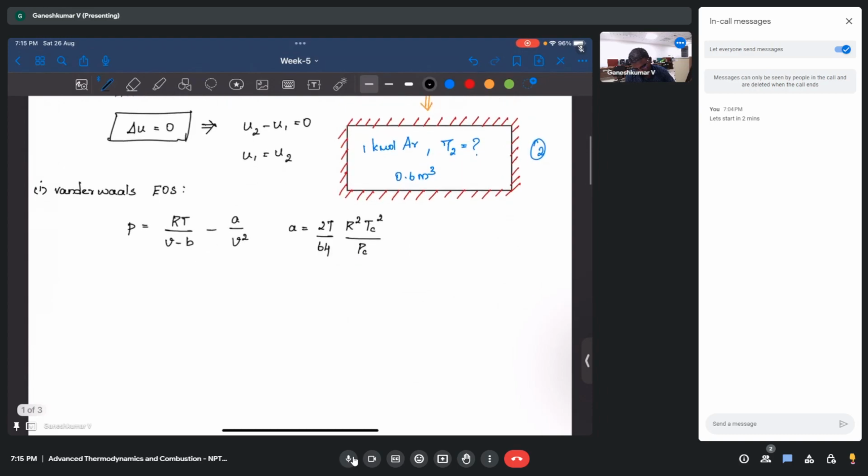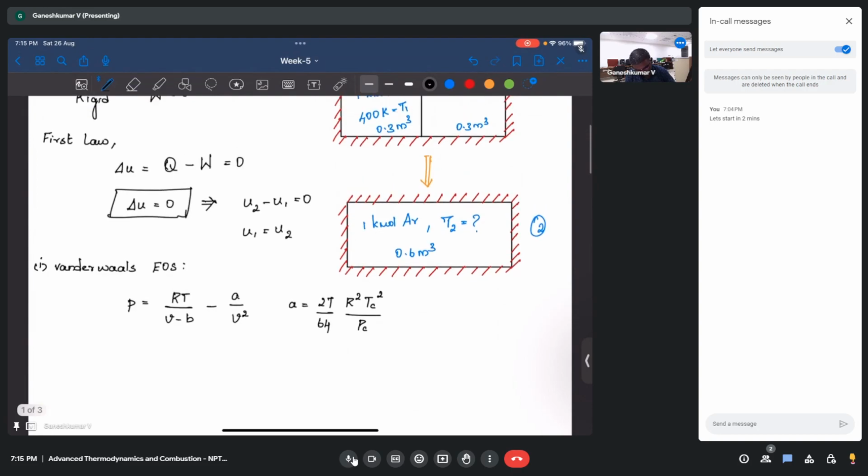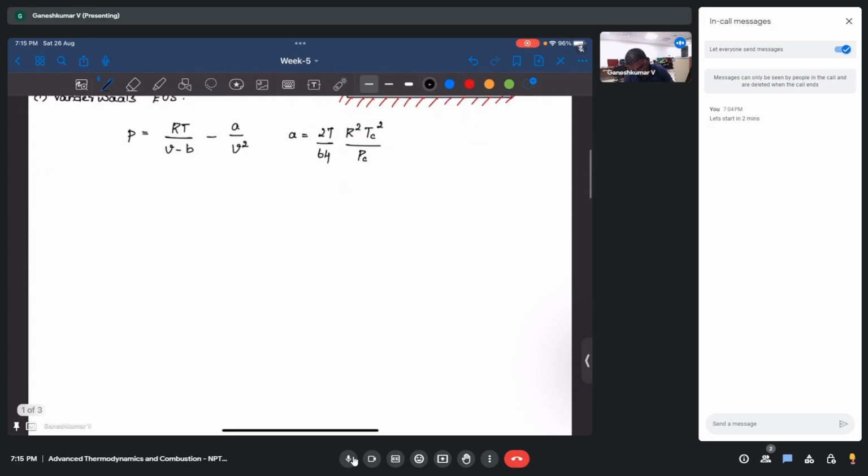Now, how do we find the final temperature? Basically, what we know is del U is equal to 0. The change in internal energy is 0. It is also a rigid insulated container, which means you can write internal energy as a function of T and V, right?